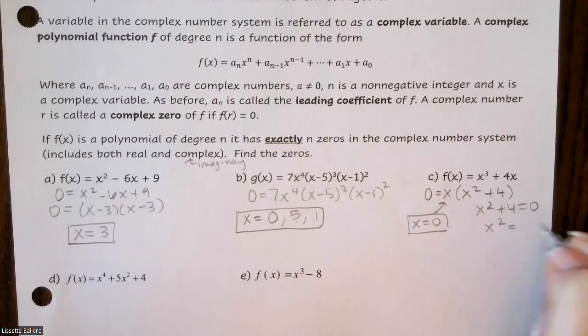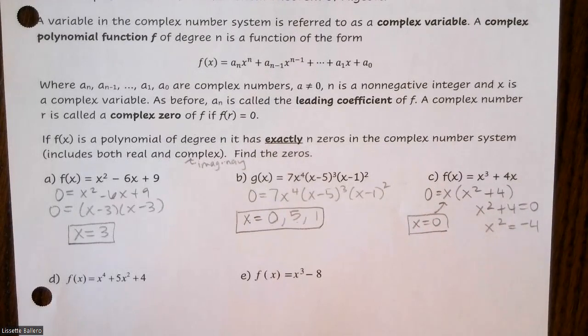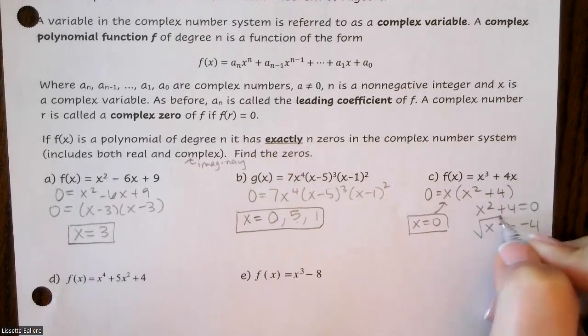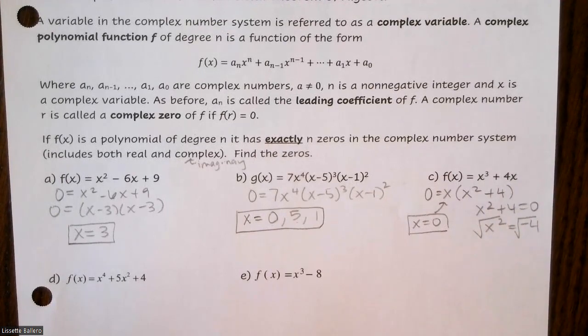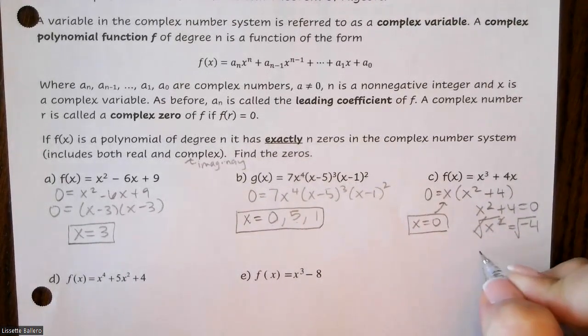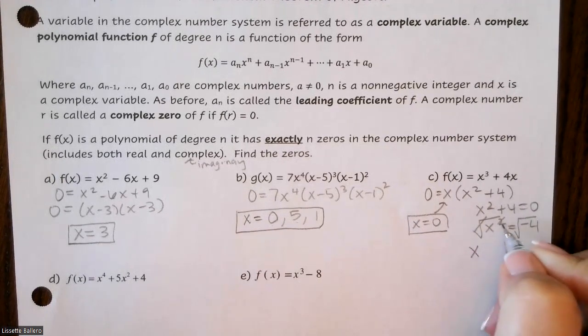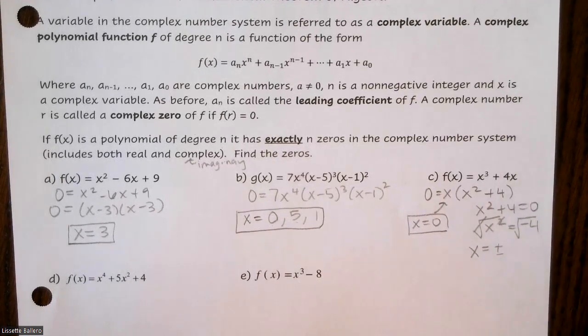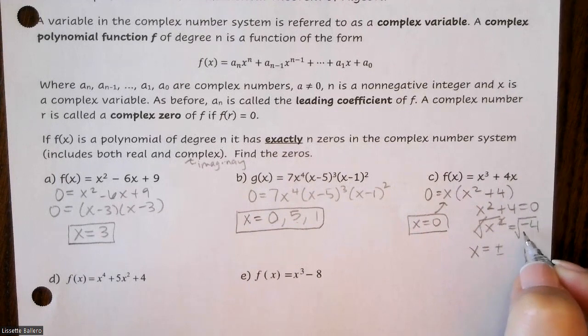And so I subtract the 4 to get it to the other side, and I get x squared equals negative 4. Now, when we take the square root here, we end up with a negative under the square root. That's where those imaginary solutions come from. The square root here cancels out. Anytime we take a square root of a square, you need the plus or minus. So that's going to be my plus or minus there.